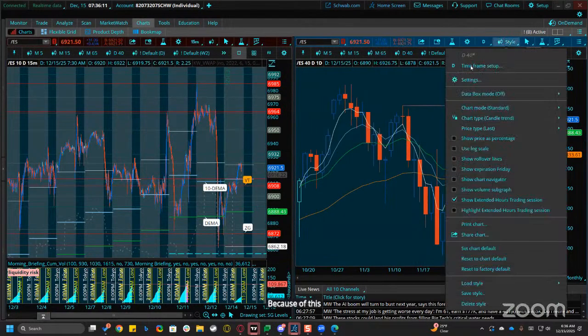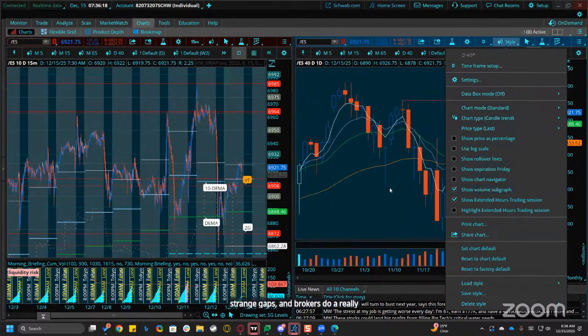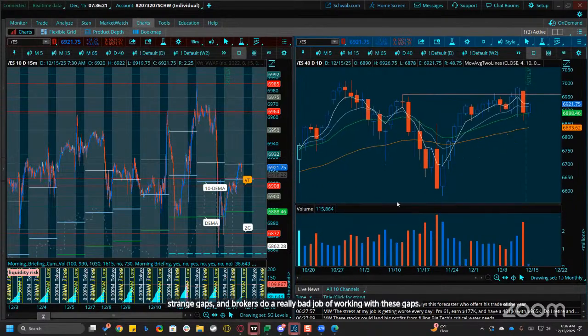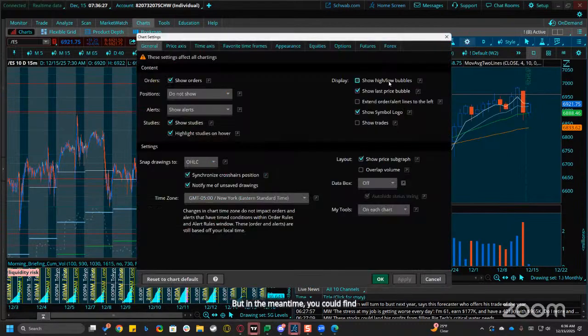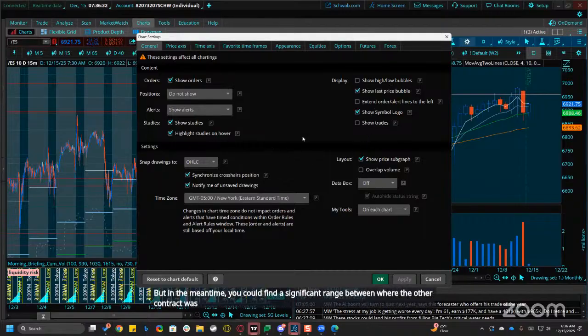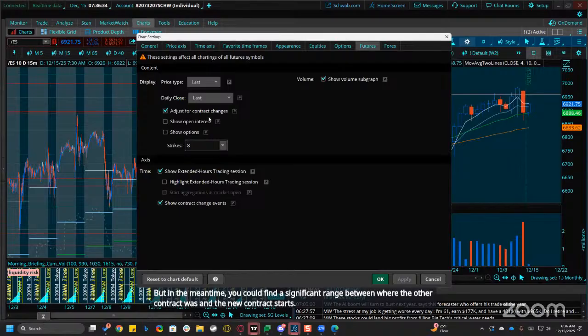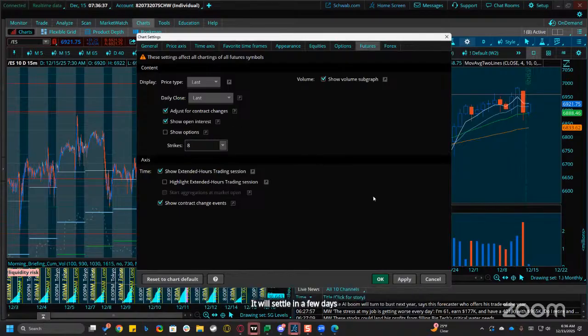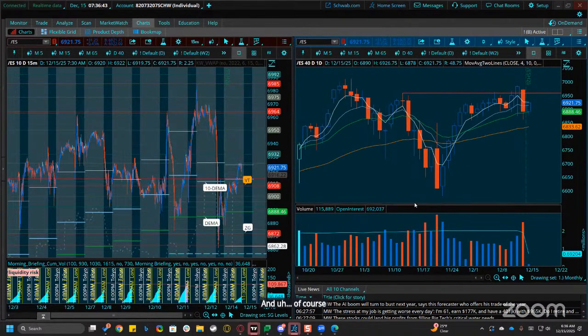Because of this change in contract, you're going to find strange gaps, and brokers do a really bad job working with these gaps. They'll fix the gaps in a couple days for the continuous contract, but in the meantime, you could find a significant range between where the other contract was and the new contract starts. It will settle in a few days. It's not a real quote gap because they're going to make it disappear. And of course, that always messes with new traders too.